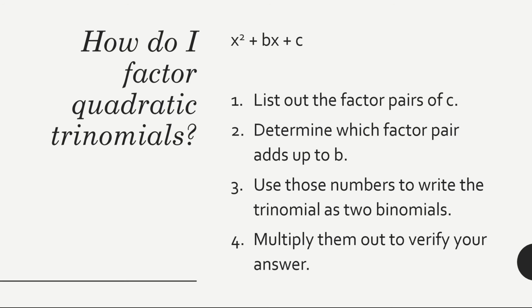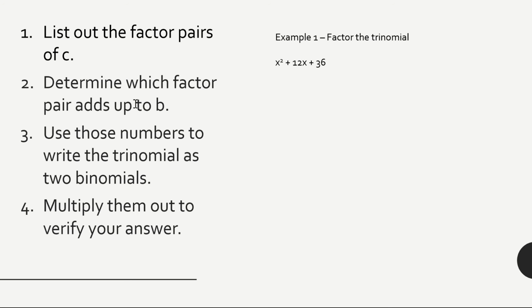So these are the steps for factoring quadratic trinomials. What I'm going to do is have the steps on the left hand side as I do some of these problems, and so then you're going to see what's going on here. Okay, so here are the steps, and we're going to start with this example 1. We're going to factor this trinomial. So this trinomial says x squared plus 12x plus 36. So how are we going to factor it?